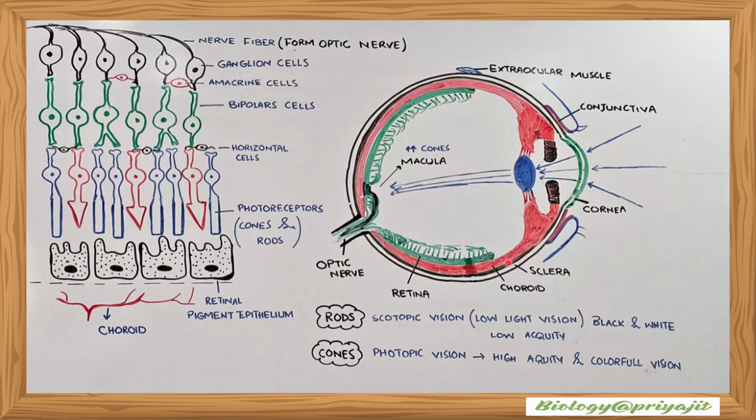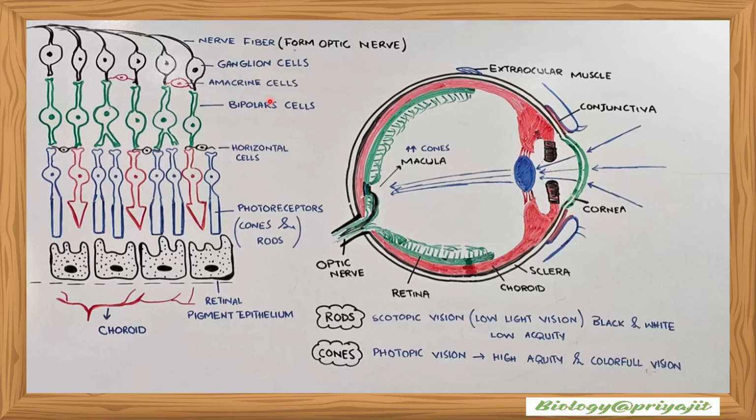Choroid is the vascular layer. This red colored layer is the choroid, and the green region is the retina, which is the light sensitive layer. Just beneath the retina there is the optic nerve. It carries signals from the eye to the brain. There is the macula, the region with high cone density for sharp vision. There is the lens for focusing.